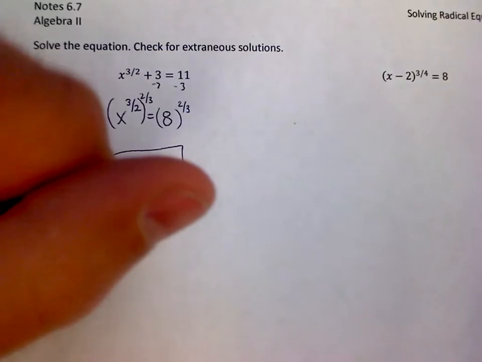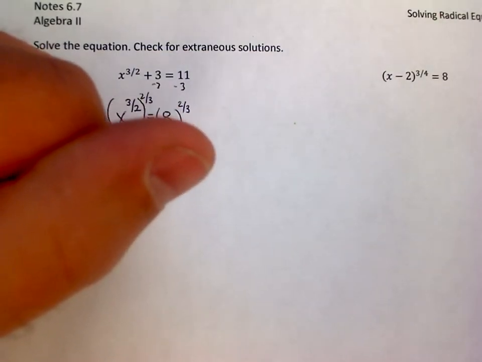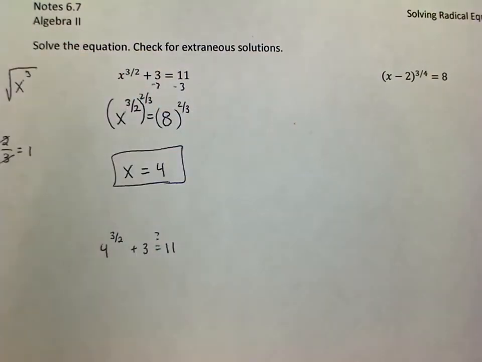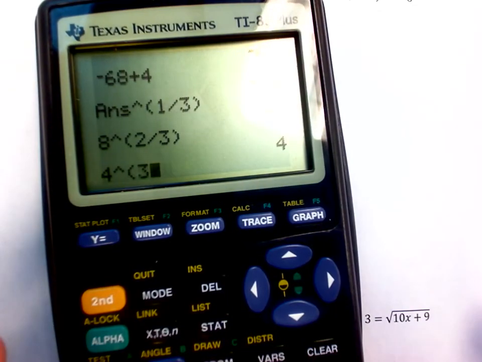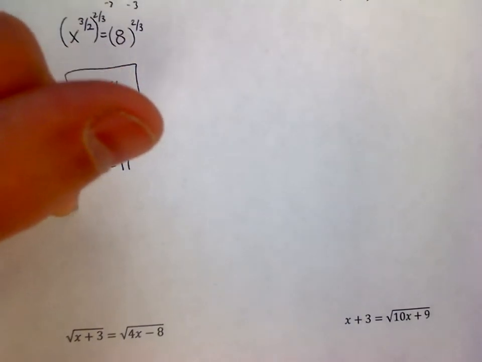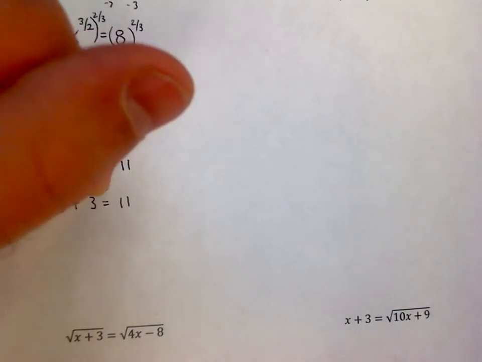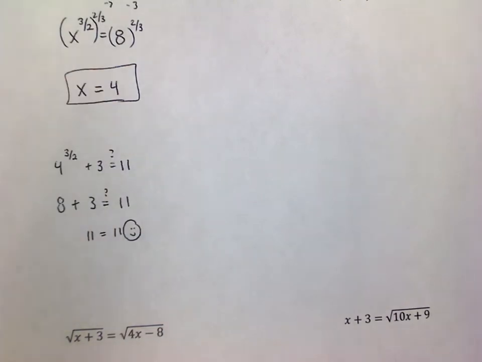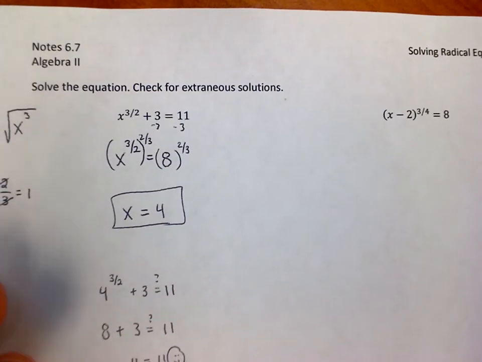All right, so let's make sure that that works. When I go through here, if I take 4 and raise it to the 3/2 power, and then I add 3, does that give me 11? That's the question. So if I take 4 and raise it to the 3/2 power, that gives me 8. And 8 plus 3 does indeed equal 11. So we get a happy face here. Everything works out. The answer is 4, right?